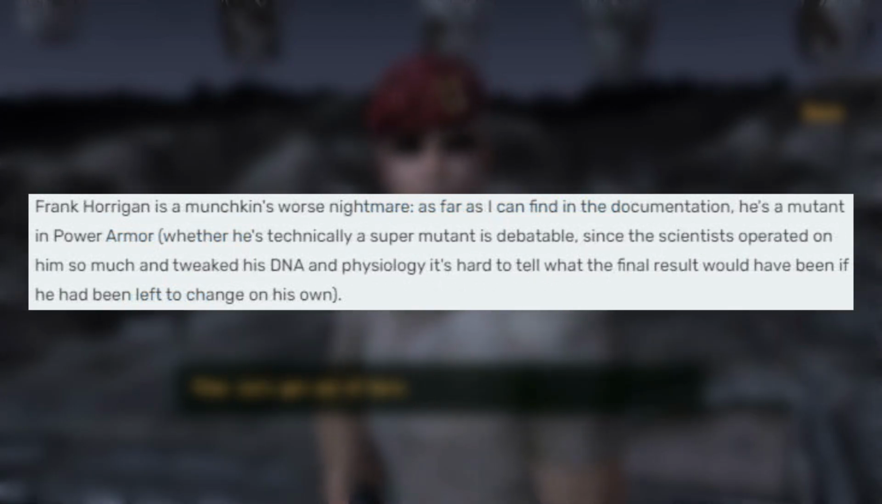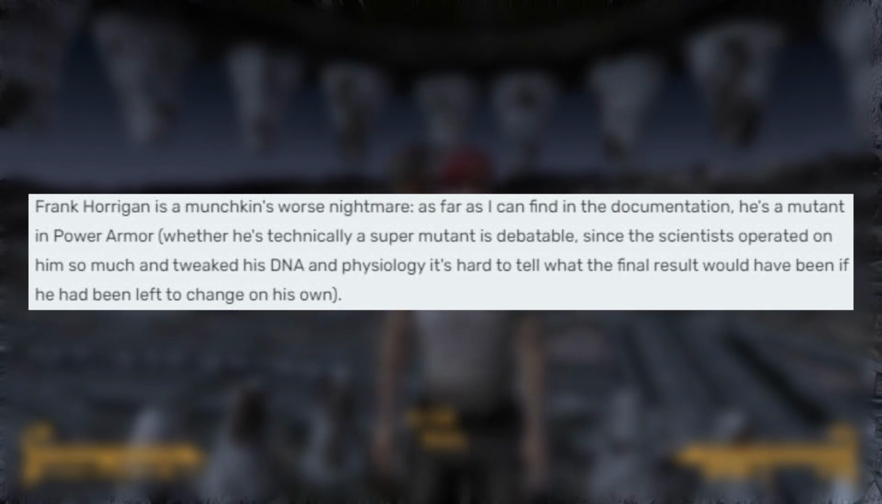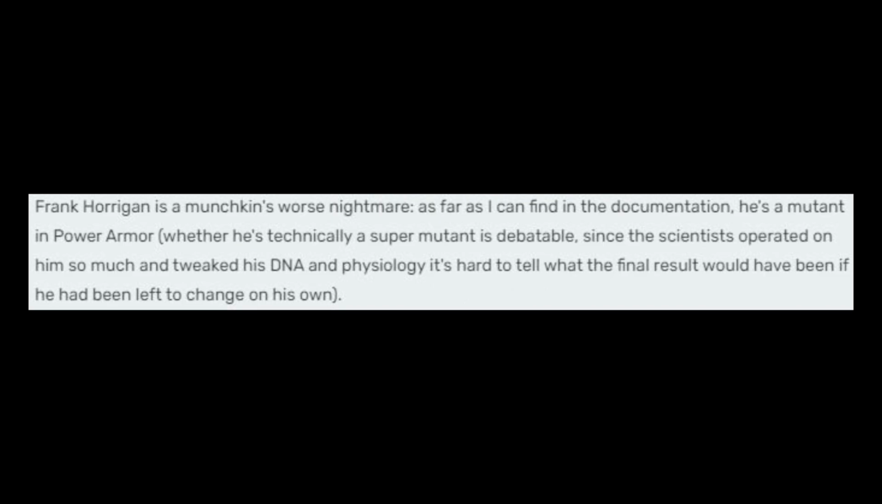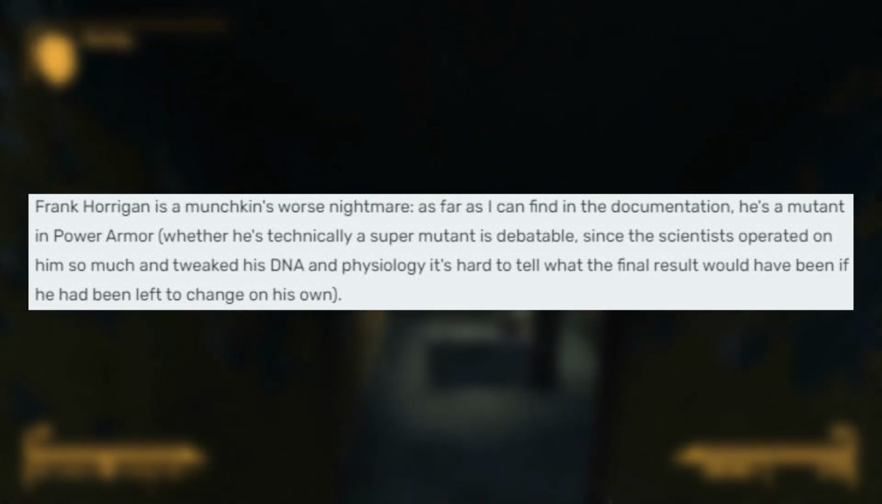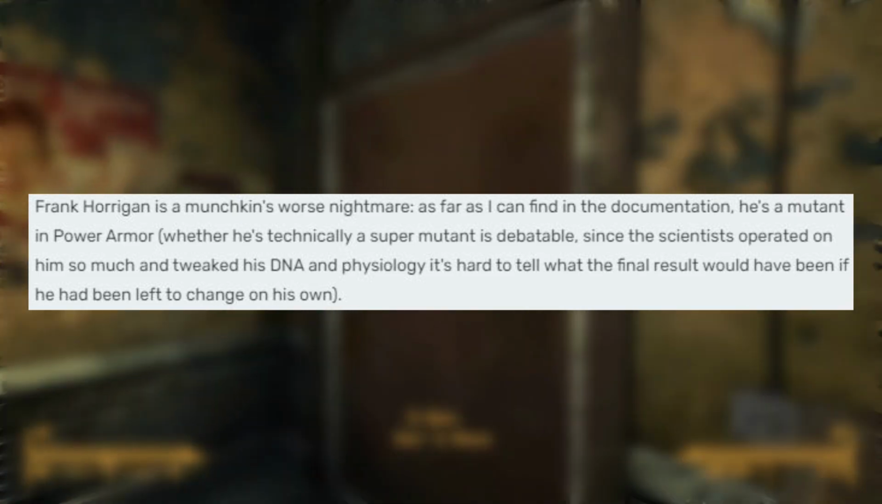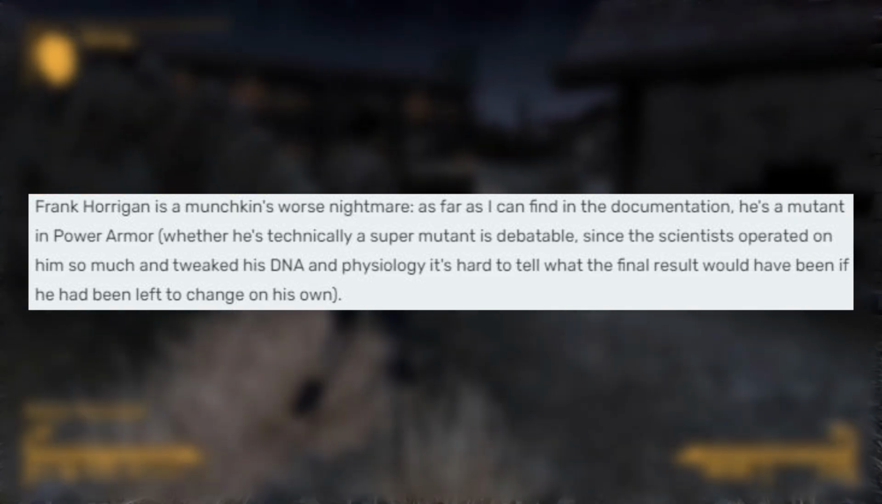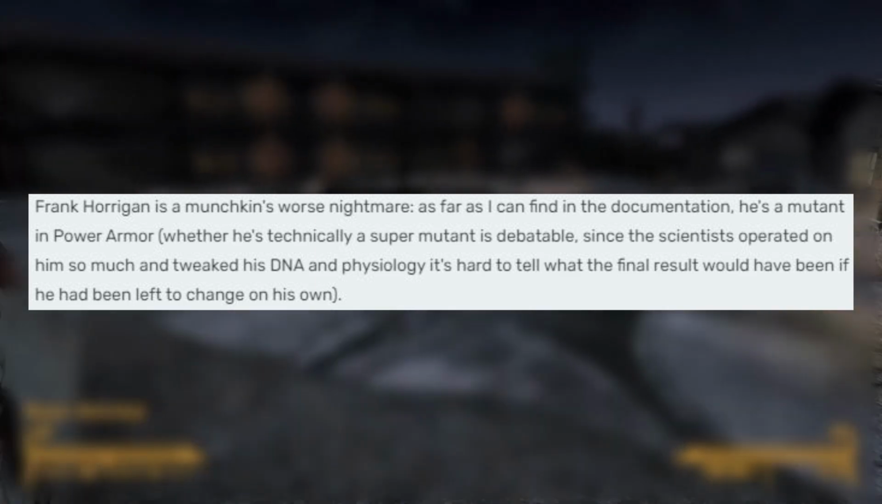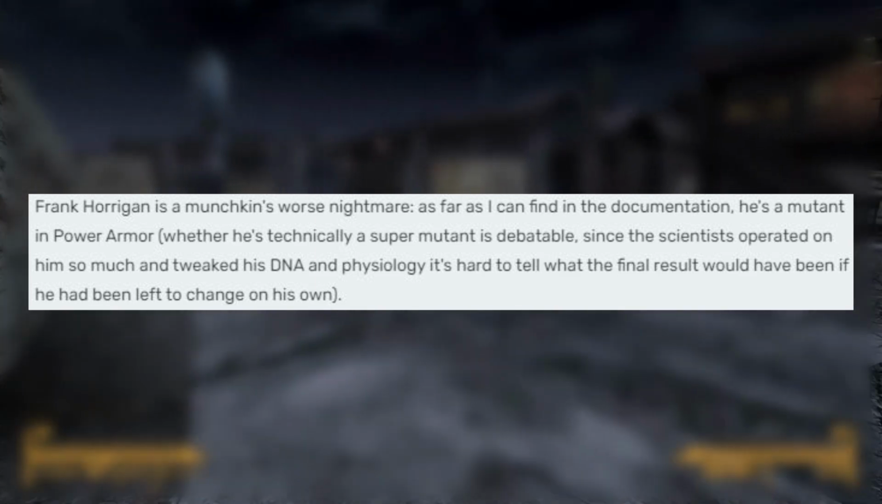Chris's answer is, "Frank Horrigan is a Munchkin's worst nightmare. As far as I can find in the documentation, he's a mutant in power armor. Whether he's technically a super mutant is debatable. Since the scientists operated on him so much and tweaked his DNA and physiology, it's hard to tell what the final result would have been if he had been left to change on his own."